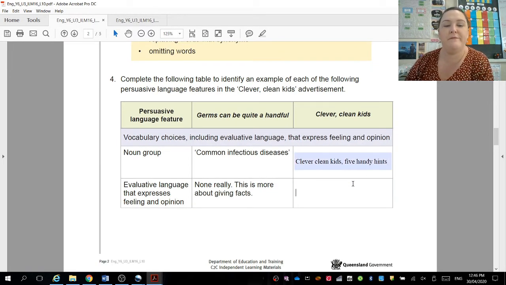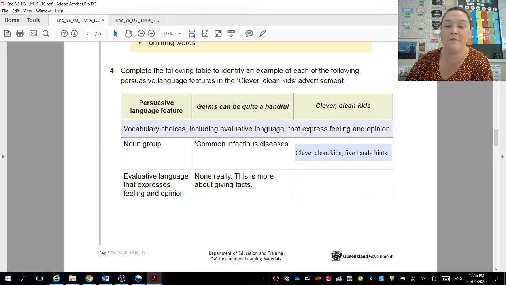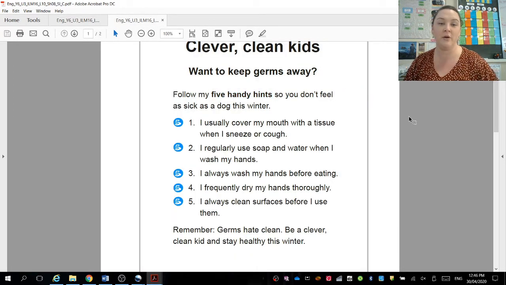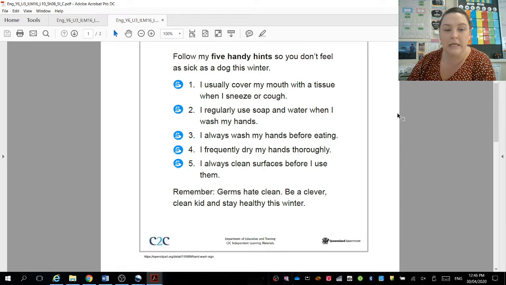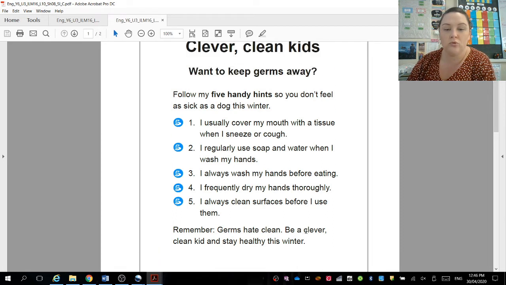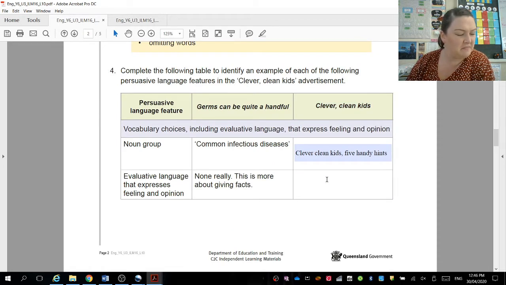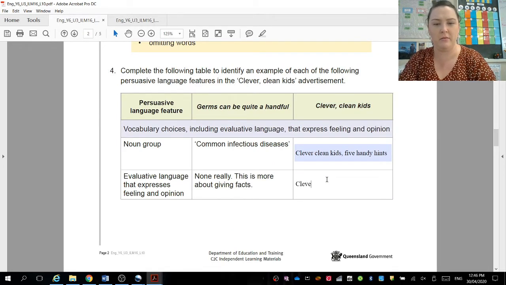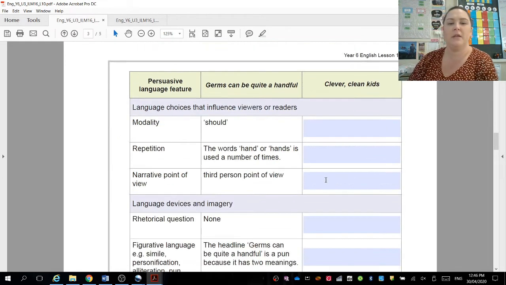All right, let's go through evaluative language, which expresses opinion or feeling. So they didn't find any in Germs Can Be Quite a Handful. Let's have a look at what we can find in Clever Clean Kids. So again, going over to your advertisement, having a bit of a squeeze, the only one that I think I can find is be a clever, clean kid. They say clever kids, probably. There we go. Let's go down.